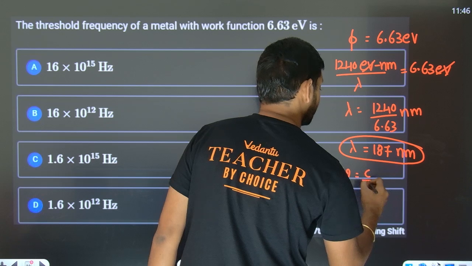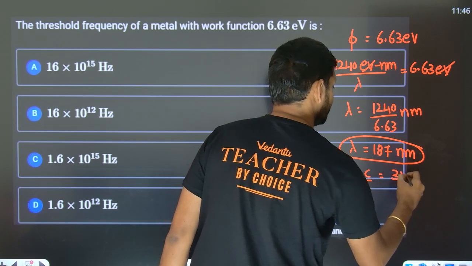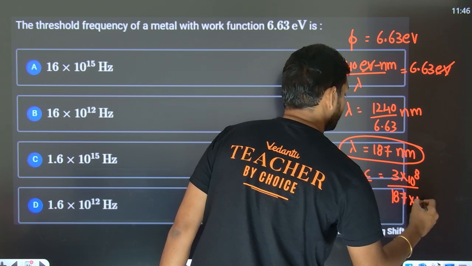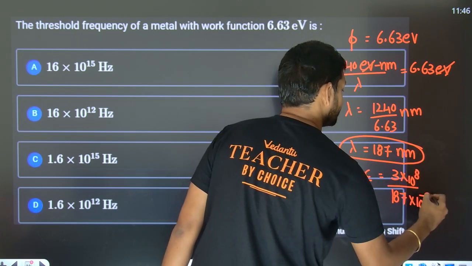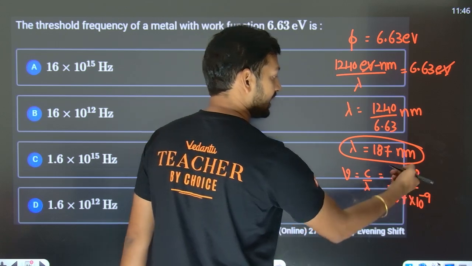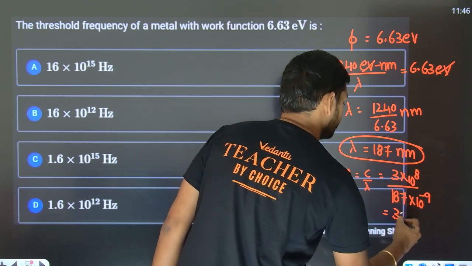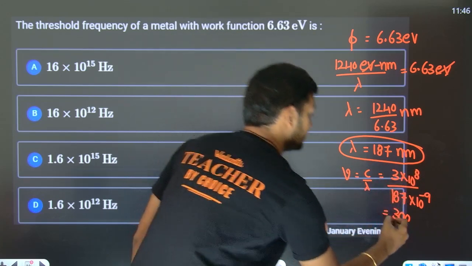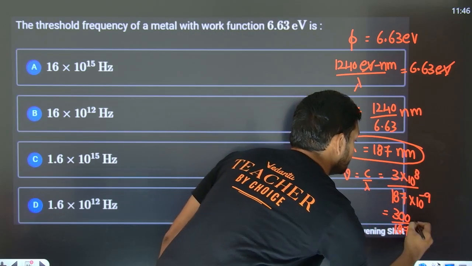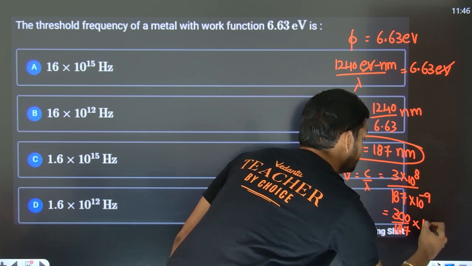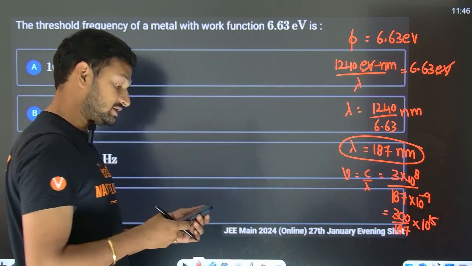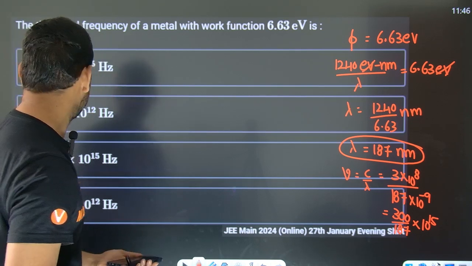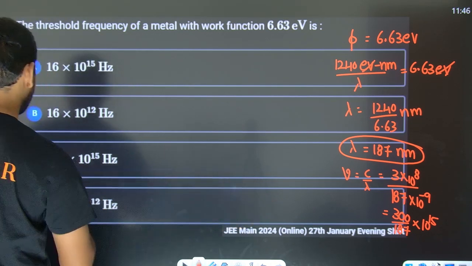c by lambda. So it is 3 into 10 to the power 8 divided by 187 into 10 to the power minus 9. If you take 10 to the power 2 and multiply it to 3, it will become 300 by 187, times 10 to the power 15. 300 divided by 187 is 1.6. So 1.6 into 10 to the power 15.